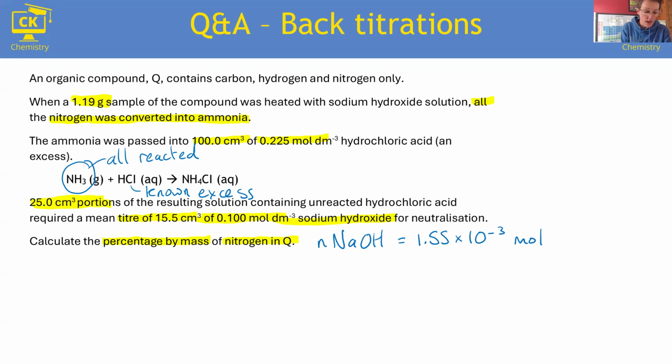So I've got moles of NaOH. That equals the moles of HCl because it's a 1-to-1 ratio that are left over. So this is after I've reacted it with the ammonia. And also, that moles of HCl is in 25 centimeter cubed. So when you're doing a titration, pay attention to where that volume is.